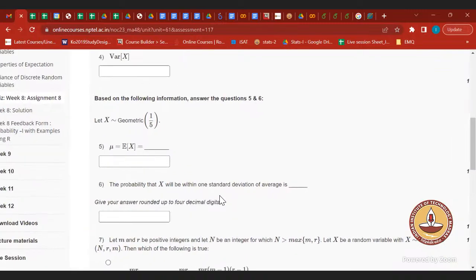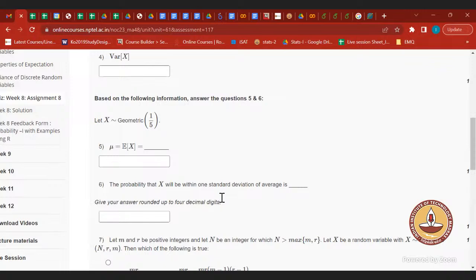Here, X is geometric with p equal to 1/5. So for geometric, I know the mean E of X is 1 by p. So 1 divided by 1 by 5 is 5. So I got it as 5.